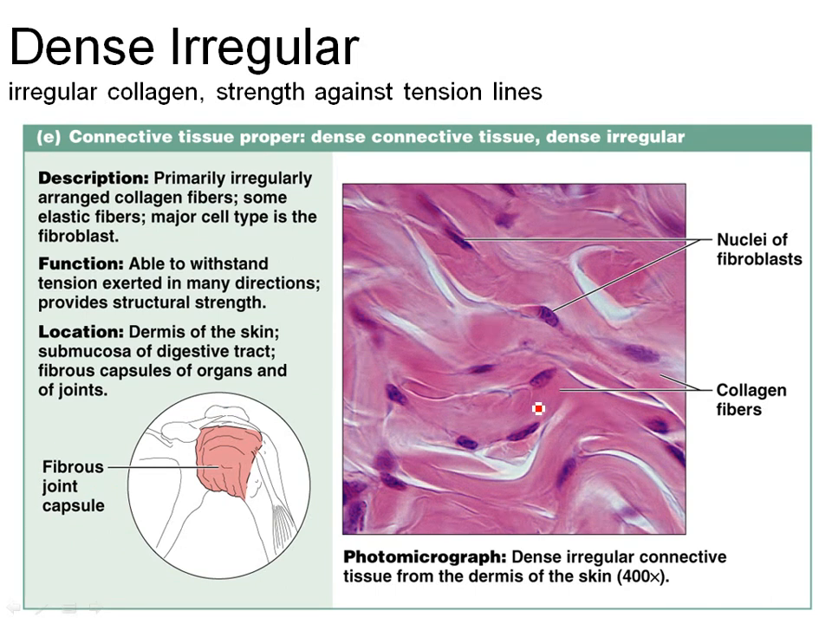Then we have dense irregular. Dense irregular is associated with joints as well, but it's not a tendon or a ligament, it's a different tissue type. Also, you'd find it in the deep, deep layers of the skin. You can just look at it and see it's not regular. There are spaces between the collagen fibers and these cells are here. These open spaces mean that the collagen fibers are not all exactly parallel. So this actually has tensile strength in many different directions. Regular dense connective tissue has tensile strength in one direction.